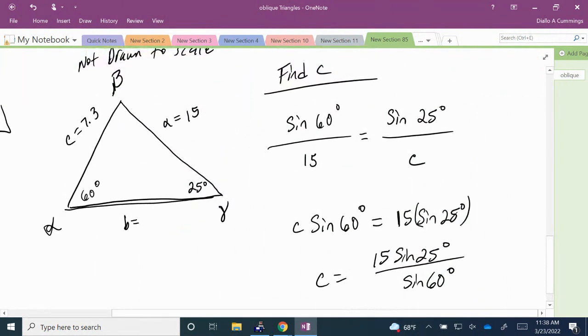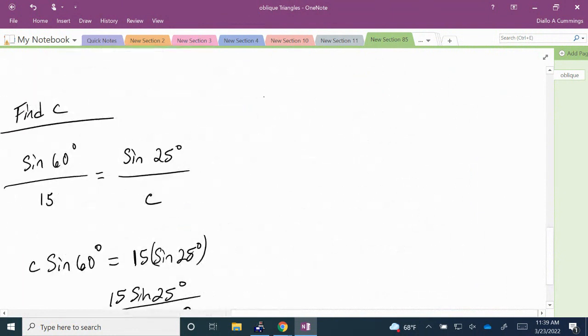All right, so now we need to find angle beta and side length B. Now, in order to set up another sine function, we must either know the angle measure or we must know the side length opposite that angle. And here, for angle beta and side length B, we don't know either one. But we could use the sum formula to find angle beta. So I'm going to find beta here.